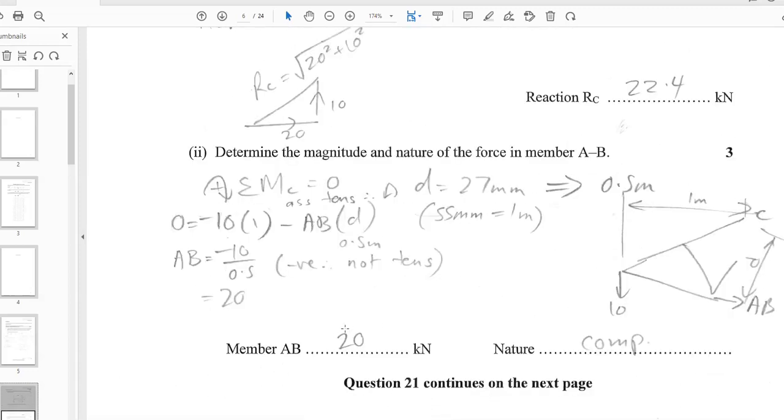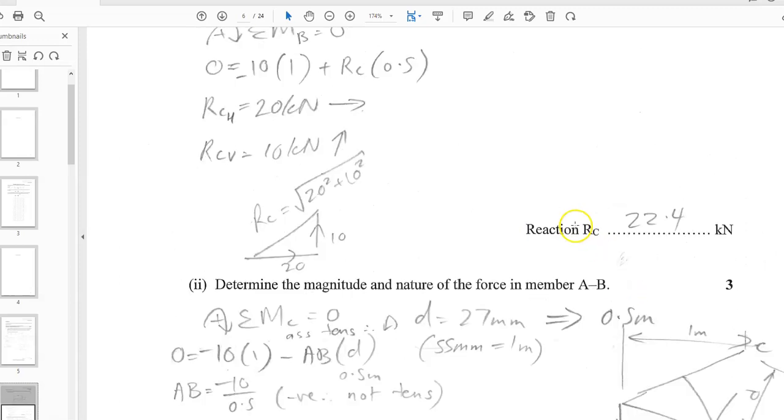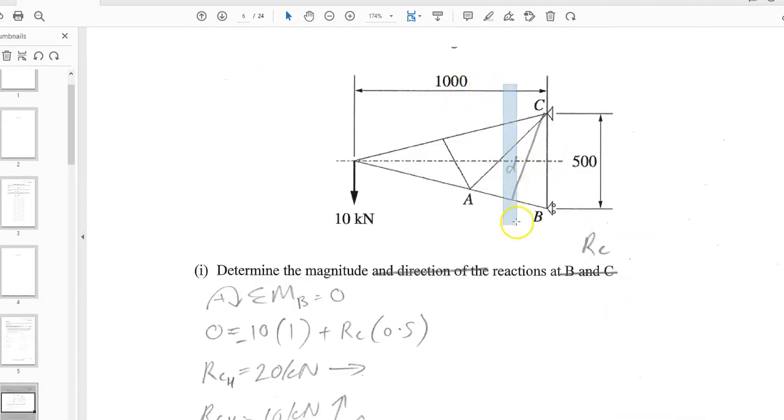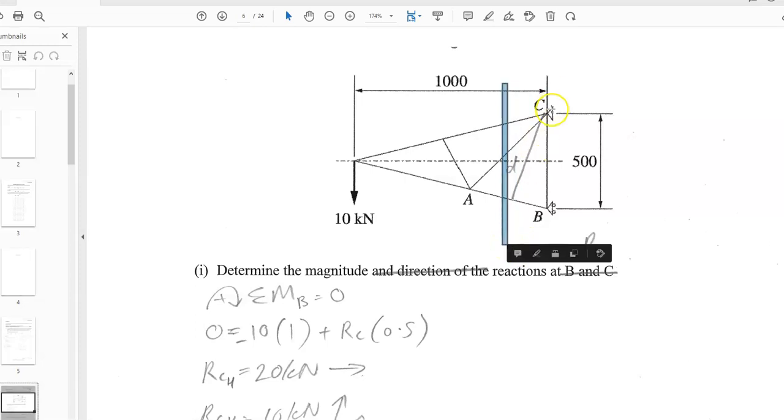Okay, then we're doing the truss component. Now, the truss component, what I'm doing is I'm cutting the truss at this location, right? I then am taking moments about C. When I take moments about C, I then have two forces. I have the 10 and I have this force here. That's the 2 forces. By taking moments about C, I cancel out the moments.